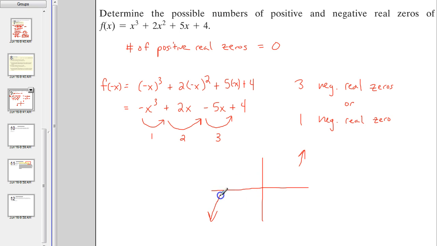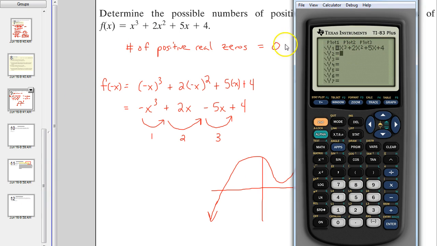So it's going to do something like that. And then I wouldn't have this over here. Or it could possibly just cross once, meaning that it could do something like that. Right? But it can't cross over here. There are no positive real zeros possible because there are no sign changes in f of x.